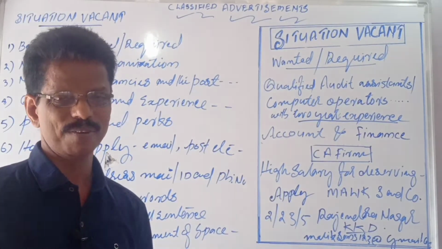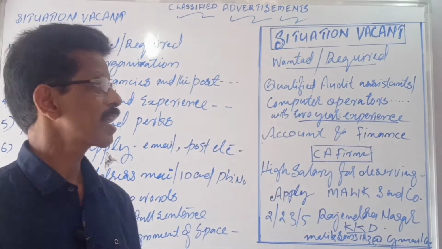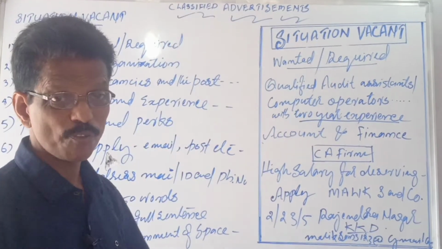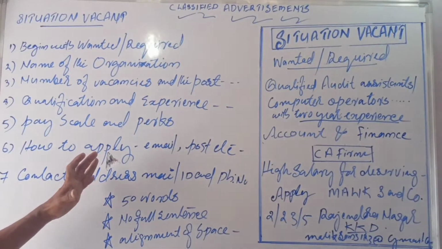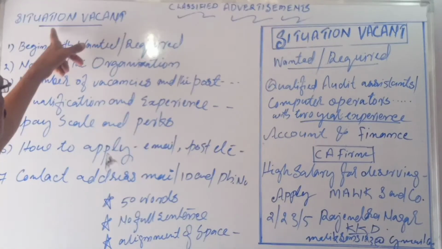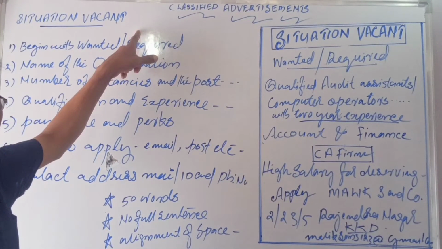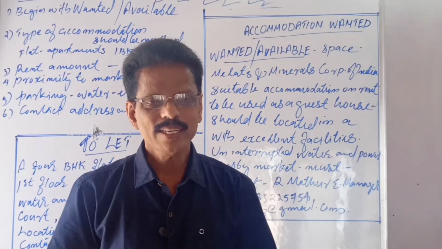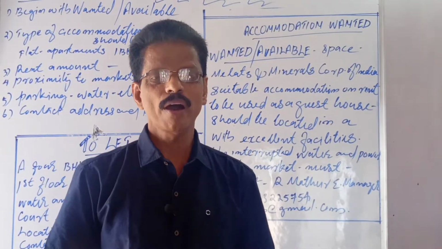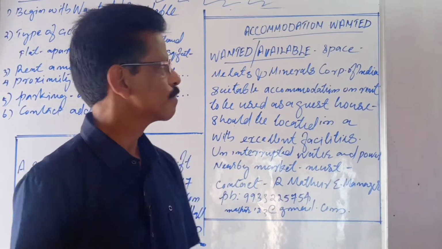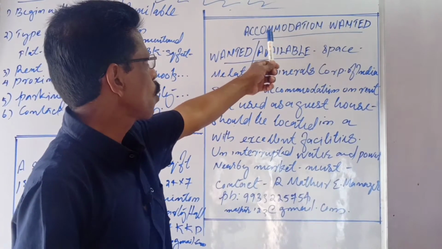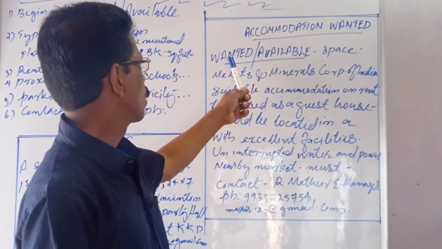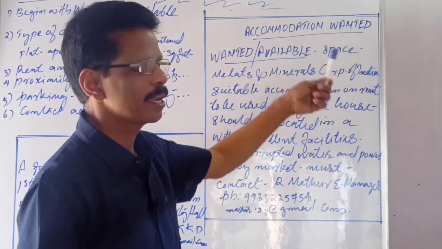How to write a classified advertisement? That is what you have to learn. This is the first type of classified advertisements, number 1, situation vacant. Okay, now let us move on to the second type of classified advertisements. That is accommodation wanted. It can be wanted or available.